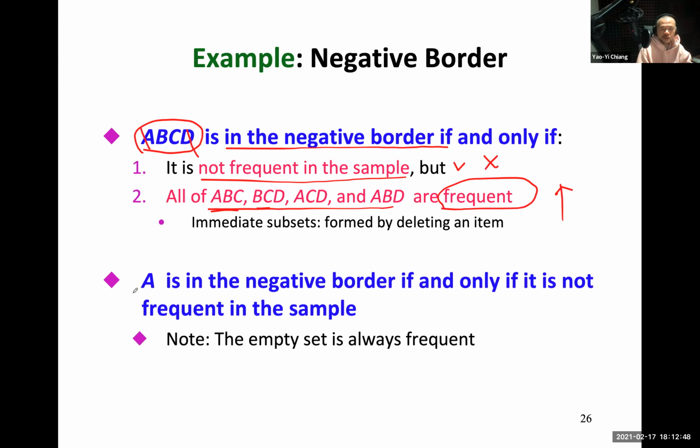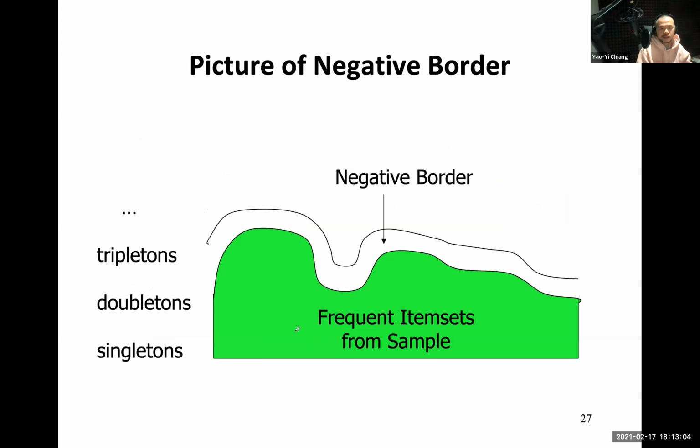How about single items? For a single item A, this item is in the negative border if and only if it's not frequent in the sample. So any single items that are not frequent will be in your negative border. So conceptually, it looks like this. You have lots of item sets, and this is your frequent item sets, and these item sets are in your negative border. They're the immediate neighbors of all your identified frequent item sets. So if you have false negatives, they are most likely to be here.